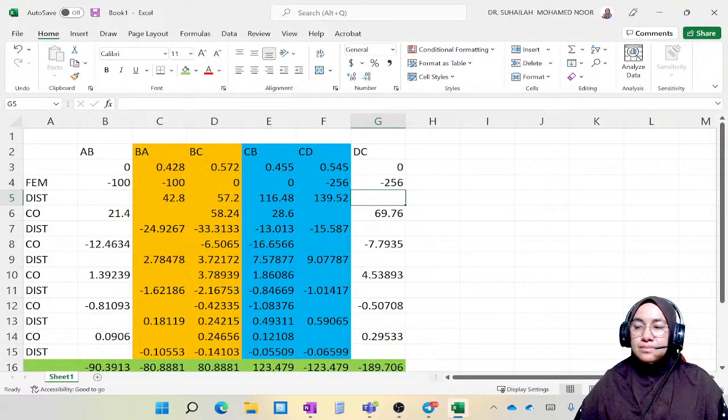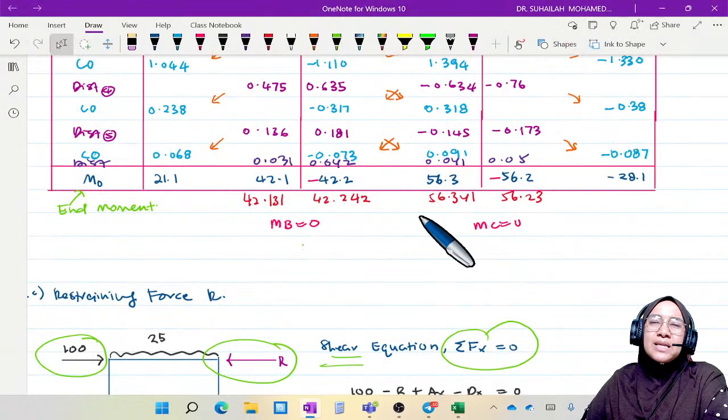The values that we get from the table are all this, which means that we need to repeat this process. We need to repeat the distribution table. The difference is only due to FEM. Then we get the new values. The moments in table number 2 are labeled as M prime.